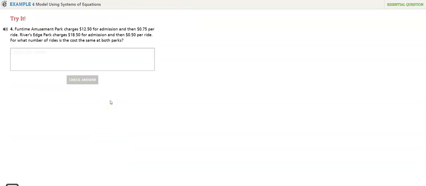And the last problem you're going to try is this one right here. It's again on page 81 of your student companion. You have a Fun Time amusement park that charges $12.50 for admission and then 75 cents per ride, and River's Edge Park that charges $18.50 for admission but only 50 cents per ride. And we want to know for what number of rides is the cost the same at both parks. You're going to have to write 2 equations for this using the information from the word problem, and then using substitution solve.